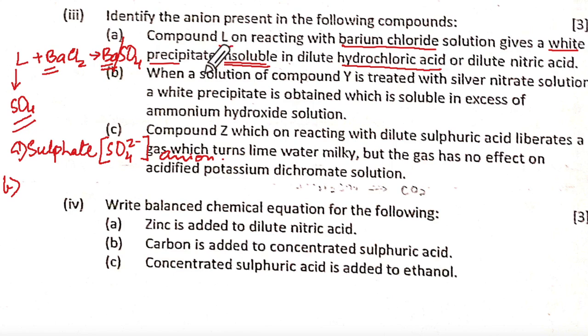Now B. When the solution of compound Y is treated with silver nitrate, my thinking step is Y plus AgNO3 is going to give me a white precipitate soluble in excess, which means AgCl is formed. Curdy white precipitate soluble in excess of NH4OH forming diamine silver chloride. This is in the HCl chapter, test for Cl minus radical. Test for chloride.